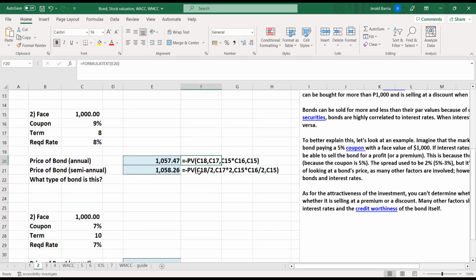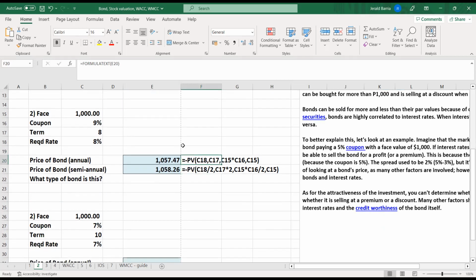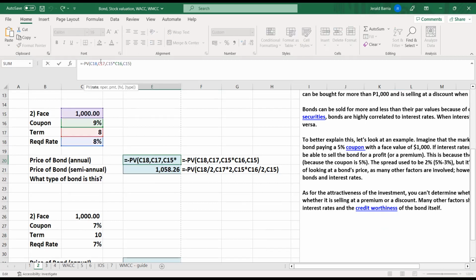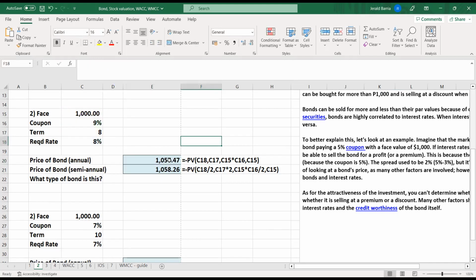Sir, C18 would be the required rate. There, we can see the formula. And the term is 8. PMT is the face value, which is 1,000, multiplied by the coupon. The future value is the face value itself. So we're getting a number.